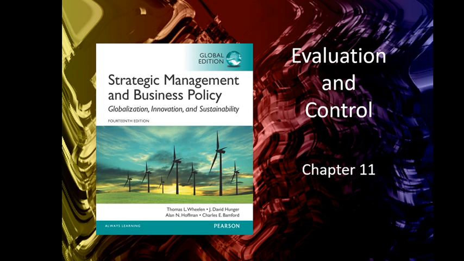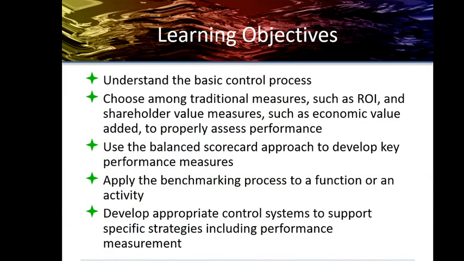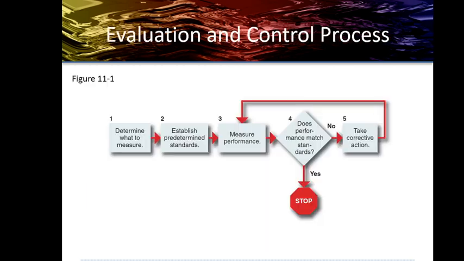So let's start with this chapter. These are the learning objectives. As I told you before, at the end of each chapter, you have to evaluate yourself as a student, to see if you really understand the chapter or not, based on these learning objectives, starting from understanding the basic control process up to developing appropriate control systems and so on. So at the end of each chapter, always try to evaluate your understanding of the chapter based on the learning objectives. Let's start with the evaluation and control process.